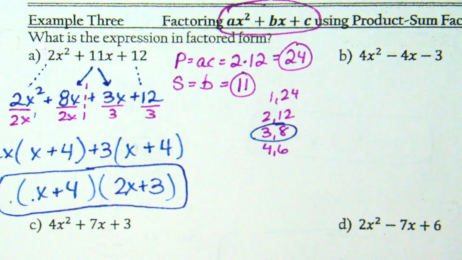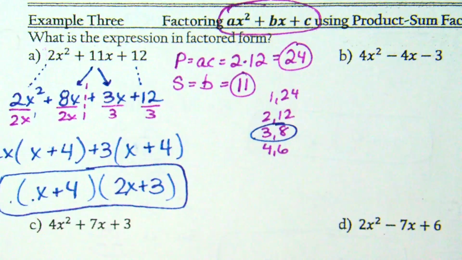Okay, let's see what we can do with B. Not saying we're going to get through it, but we're going to try it. See what happens here. 4x squared minus 4x minus 3. My first official question, is there an overall GCF? Unfortunately, no.